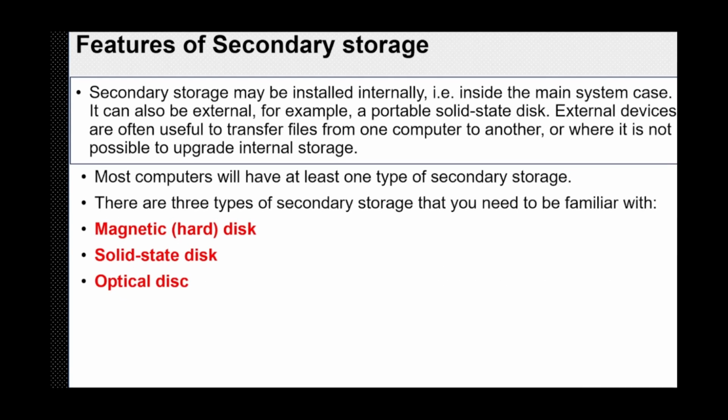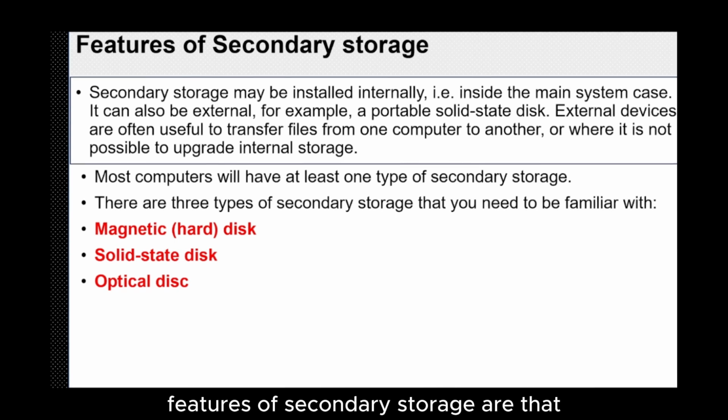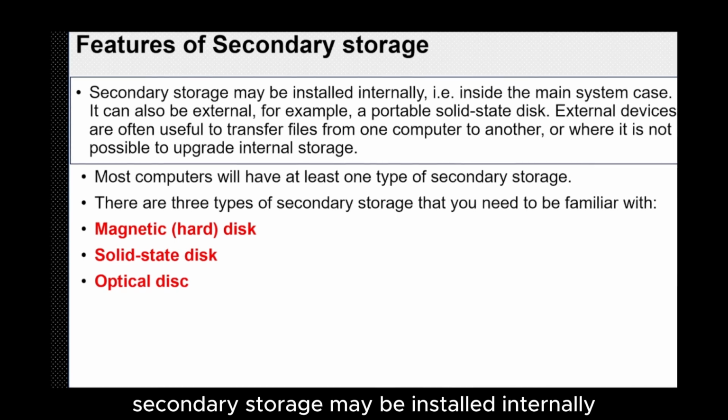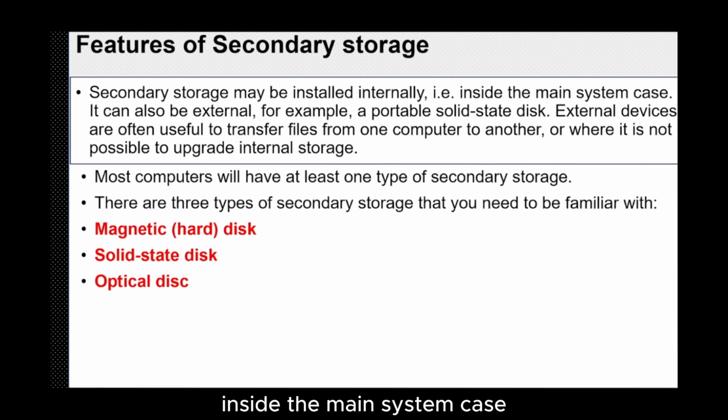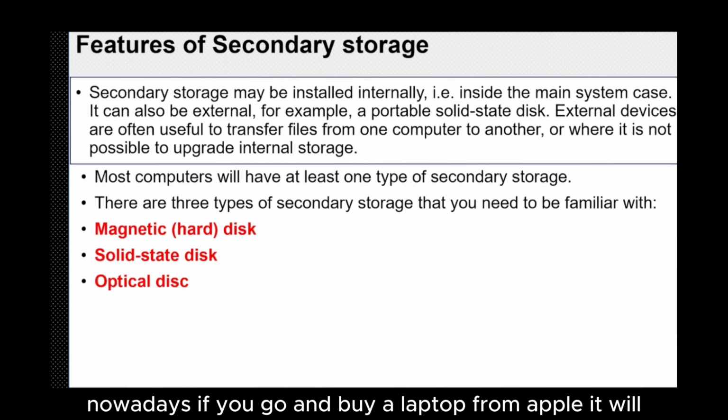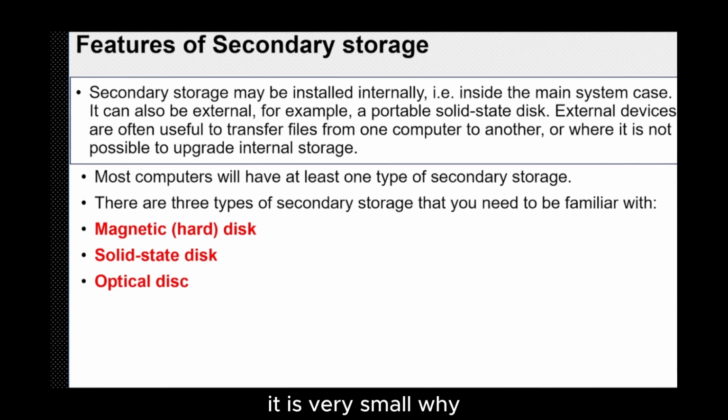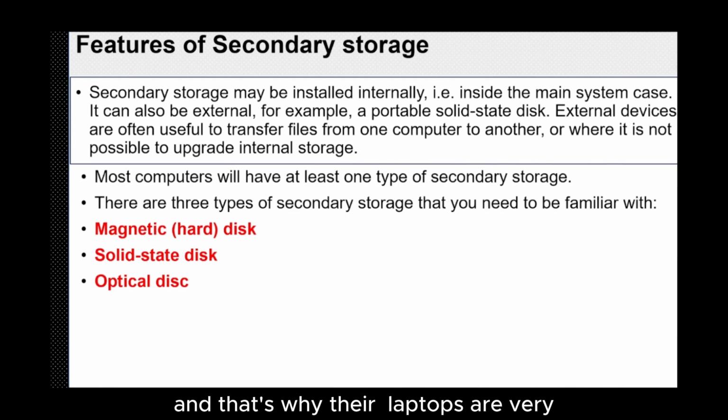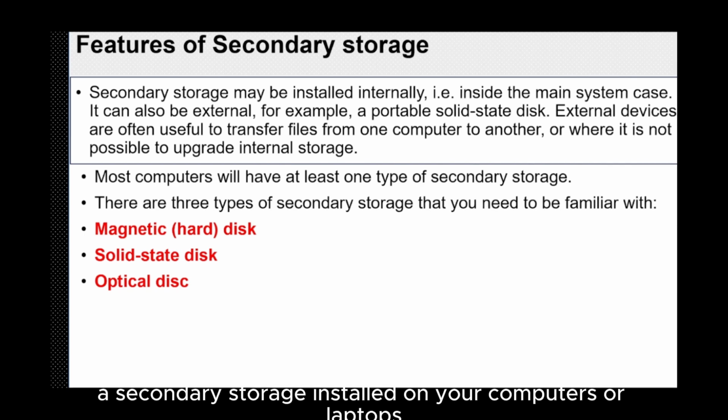So, features of secondary storage are that secondary storage may be installed internally inside the main system case. It can also be external. For example, nowadays, if you go and buy a laptop from Apple, it is very small. Why? Because the storage is either external or it is on cloud. And that's why the laptops are very, very light. So nowadays, they don't really have secondary storage installed on your computers or laptops.